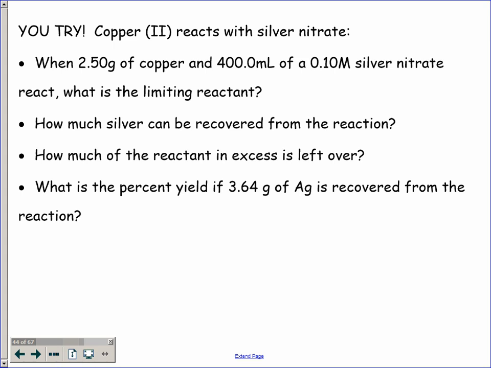Now you compare the two. Because we have more excess of copper, and we have less silver nitrate, copper is the excess, and silver nitrate is the limiting reagent.